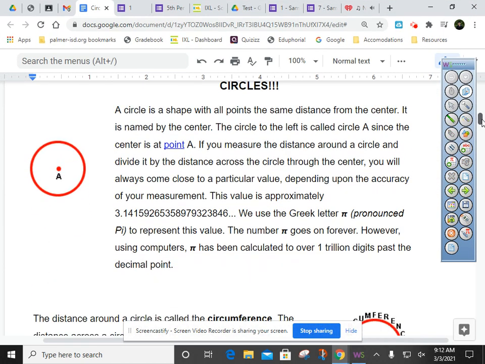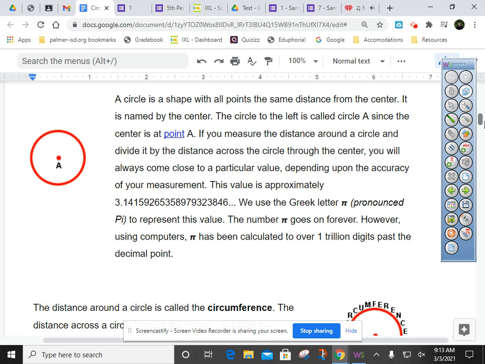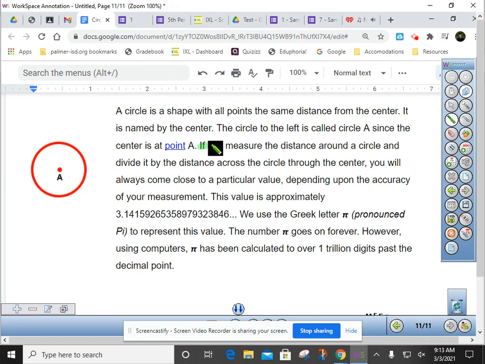It says circles. I'm not going to define a circle for you. You know what a circle is, right? But I'm going to start at this point right here, and I want you to read this with me. If you measure the distance around the circle and divide it by the distance across the circle through the center, you will always come to a particular value. What is that value? Pi. Yeah, 3.14 is what we use for pi.